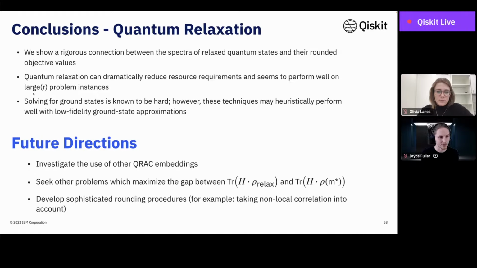However, there's heuristic evidence that we don't actually need to solve it to arbitrary precision in order to get good rounded solutions out of it. There's lots of future directions for this work.